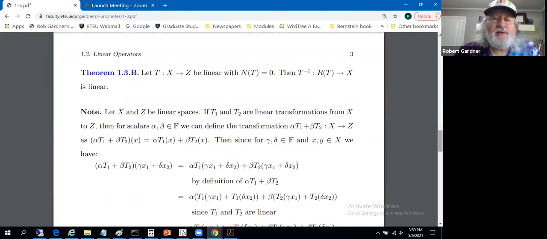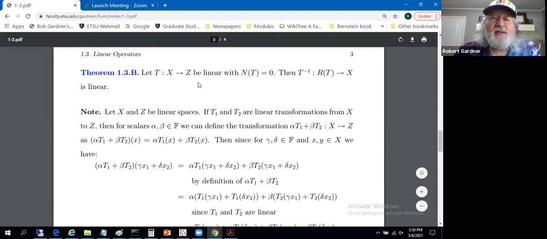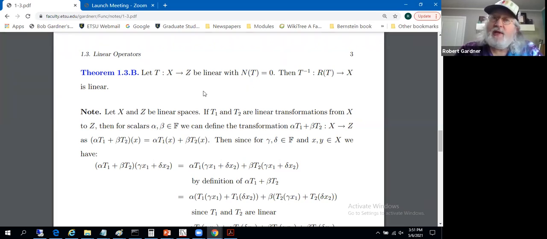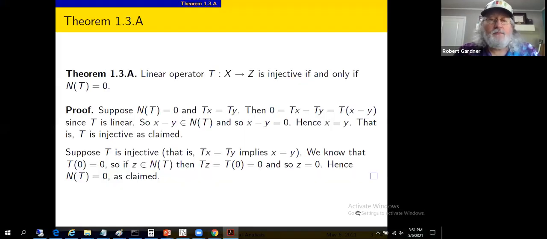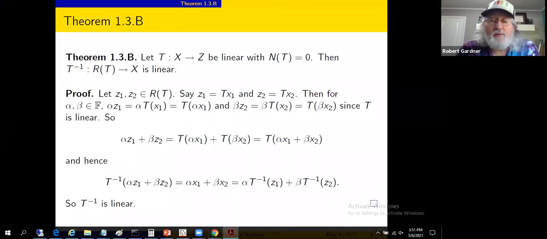Next result says, if T mapping X to Z is linear with null space equals 0, that means T inverse exists, at least defined on the range of T. T inverse mapping the range of T into X is also linear. So basically what this says, if T is linear, then under appropriate conditions for T inverse to exist, T inverse is also linear. Let's look at a proof of that. Okay, it's just one slide. So we're trying to show T inverse is linear. This can't be that hard.